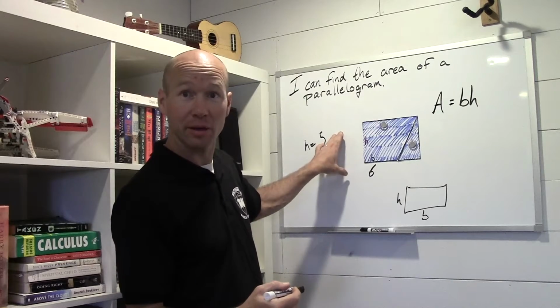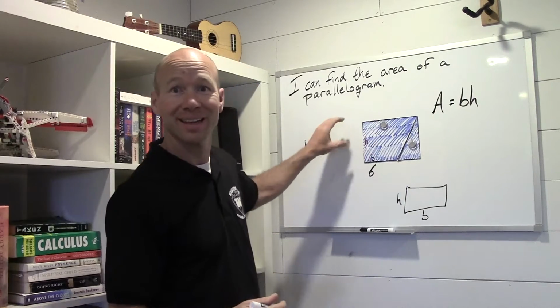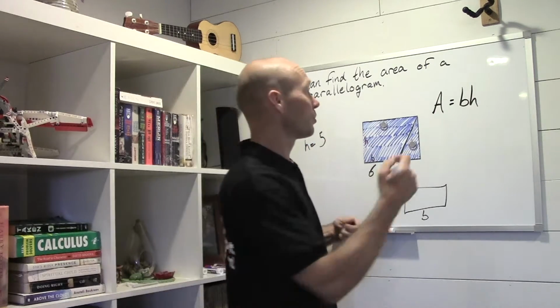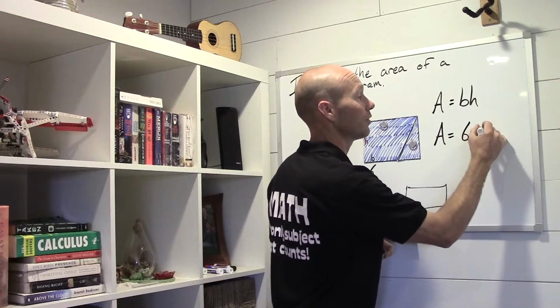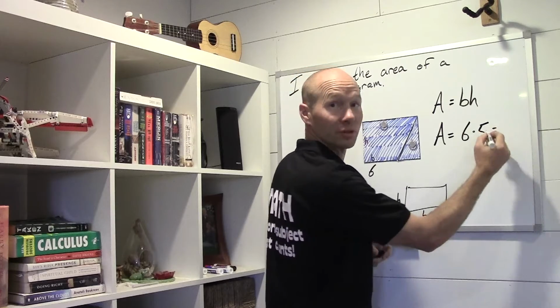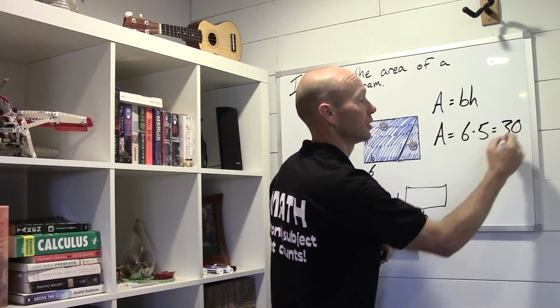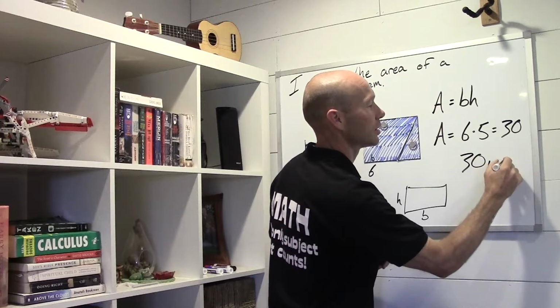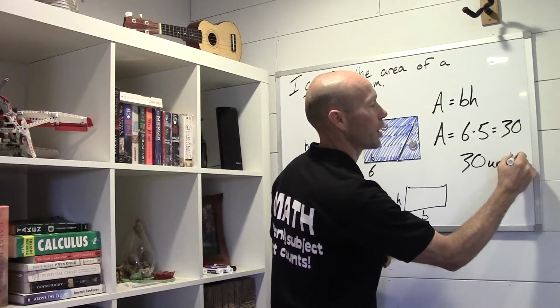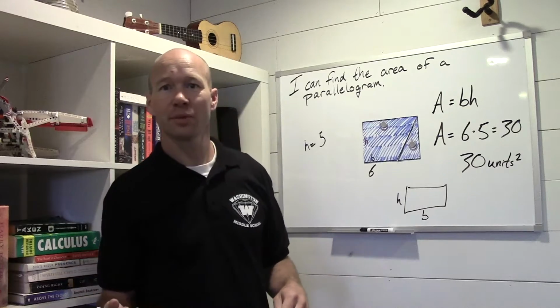So in this parallelogram, I have a base of 6 and a height of 5. So my area equals 6 times 5, which equals 30. 30, sorry, I'm going to write it over here. 30, and we're going to say units squared. Square units. 30 units squared.